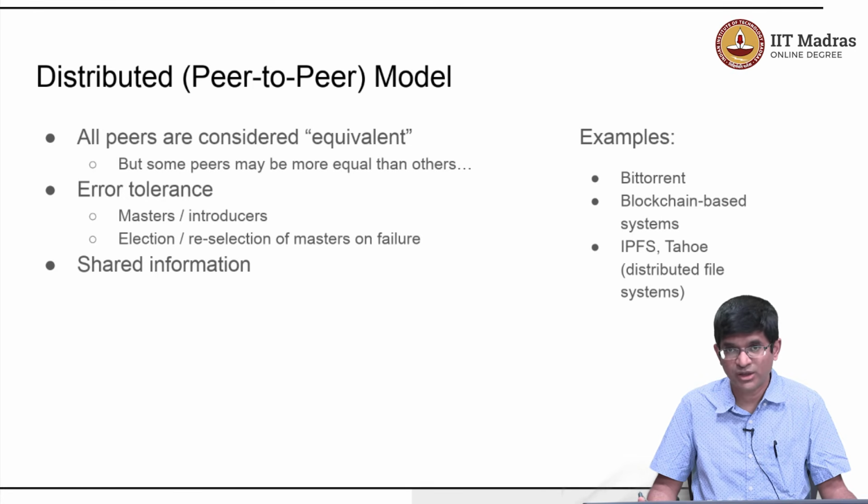Examples are, like I said, BitTorrent. Blockchain based systems are another buzzword of the day. Things you keep hearing about, blockchain this, blockchain that. They are also distributed systems, right? They rely on the fact that there are sufficient number of nodes in the network, and based on that a certain kind of trust is built up. And there are various kinds of distributed file systems. IPFS and Tahoe are examples of that. I'm not going to get into the details.